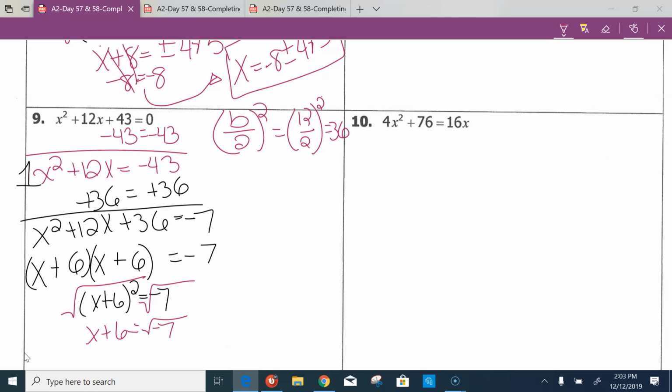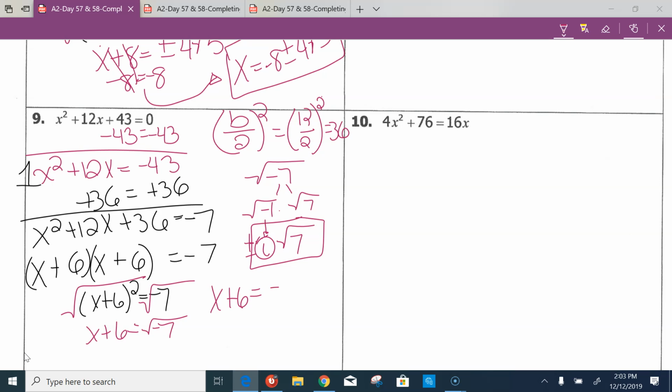However, the square root of negative 7 is a negative square root, so it's going to be negative 1 times positive 7. And we know that the square root of negative 1 is i. The square root of 7 is just the square root of 7. So I have i times the square root of 7. So to solve my equation, x plus 6 equals, and don't forget, there's a positive and negative version of i times the square root of 7.